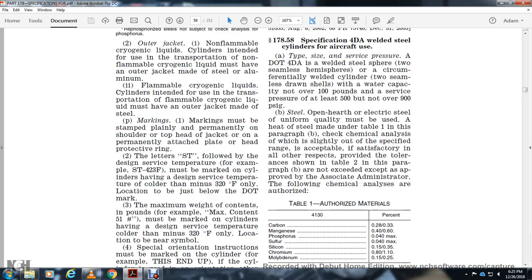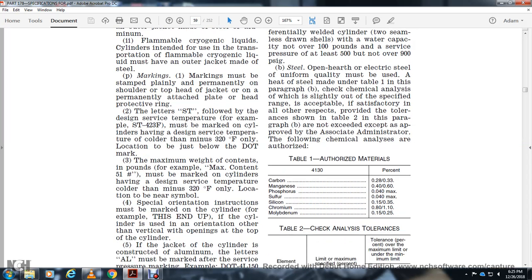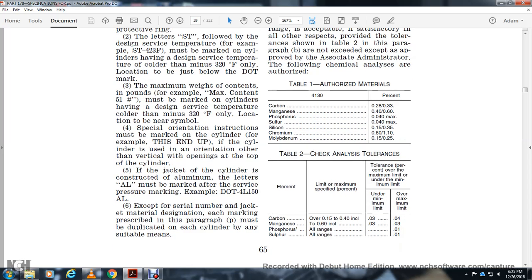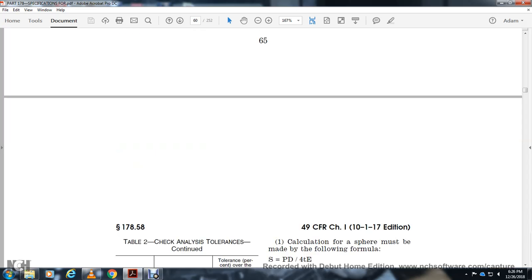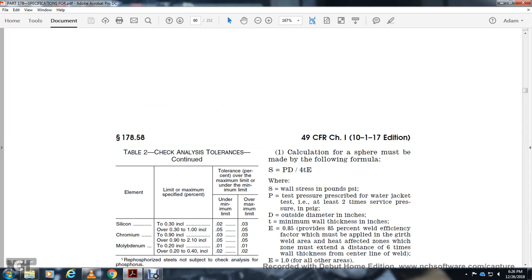Table 1, authorized material: carbon, manganese, phosphorus, sulfur, silicon, chromium, molybdenum. Table 2, chemical analysis: element, limit, maximum specified percent, tolerances in percent over the maximum and under the minimum limitations. Carbon, manganese, sulfur, phosphorus, silicon, chromium, molybdenum.